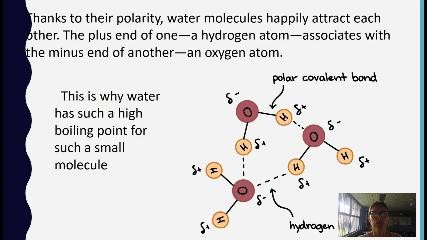So we've looked at polarity of bonds, but we've also looked at polarity of the molecule. And due to water being a polar molecule, they happily attract each other. So the positive end of one hydrogen atom associates with the negative end of another atom, for example, in this case, the oxygen atom here.